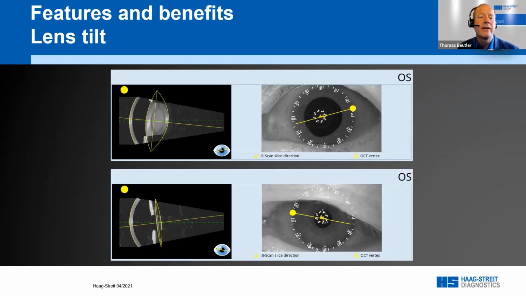So here we have now additional information to see, might this patient be a good candidate for a premium implant? And also if you have some refractive surprises postoperatively, and you would see extensive lens tilt in the B scan here, you can also then explain why the vision might not be perfect.